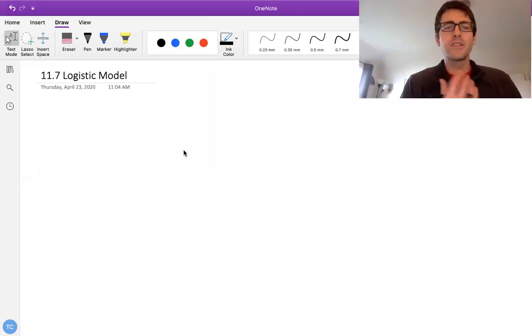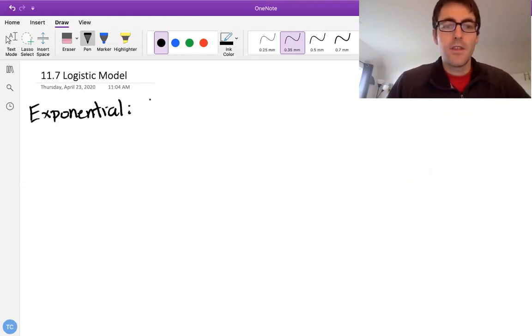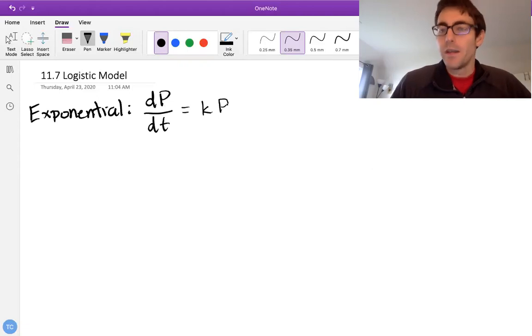All right, the logistic model is the second major type of differential equation we're going to be solving. So this has a lot to do with the exponential models that we've been talking about. Just to recap some of that, with our exponential model, the idea is that the rate of change of whatever we're measuring, I'm going to talk about population, so dP/dt, is always proportional to what the population is.